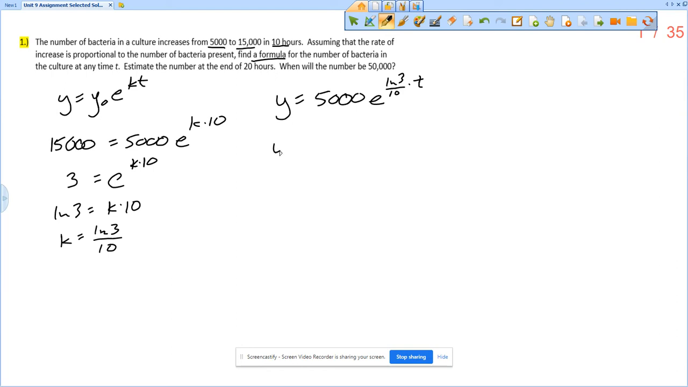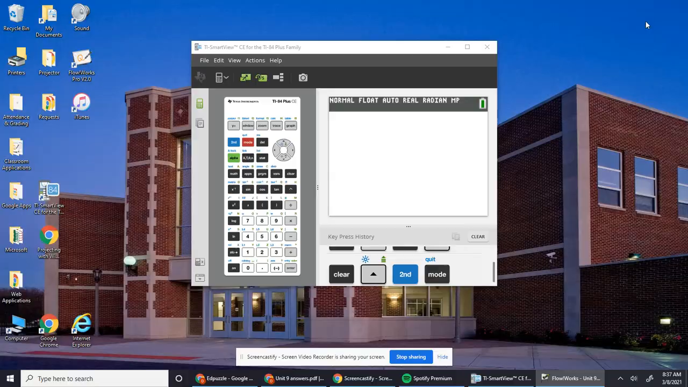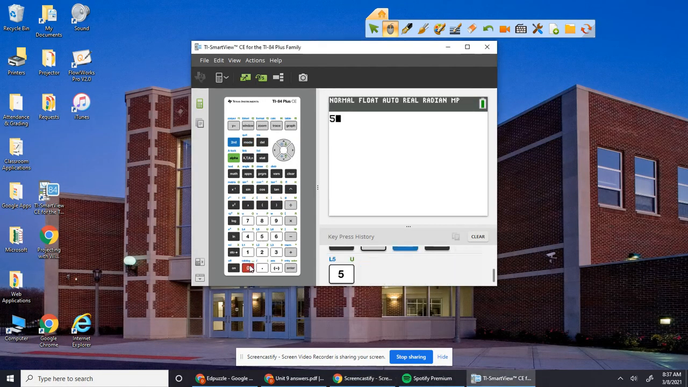Well, this is just a calculation. y equals 5,000 e to the natural log of 3 divided by 10 times 20 hours. So now we're going to do that calculation. I have 5,000 times e, and you have to make sure that this is all in the power. So times the natural log of 3 divided by 10, and then times 20. And so we do that.